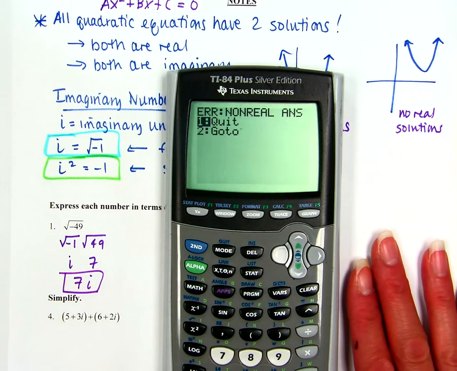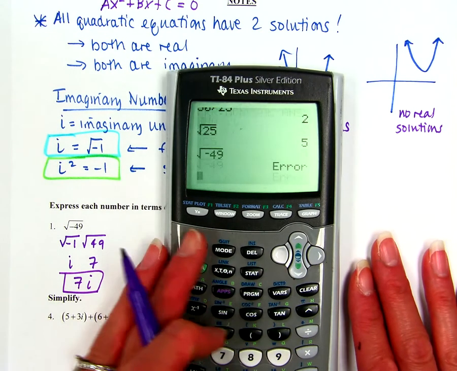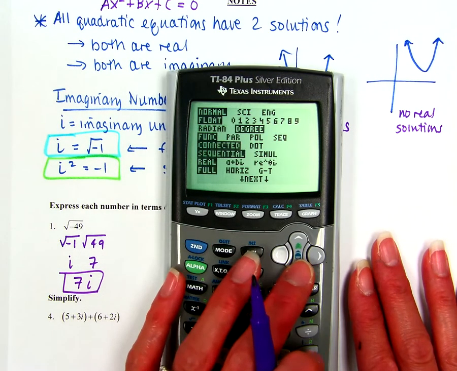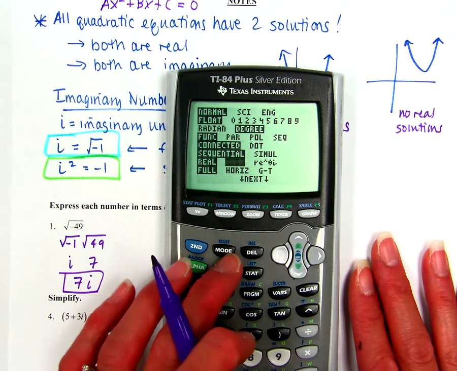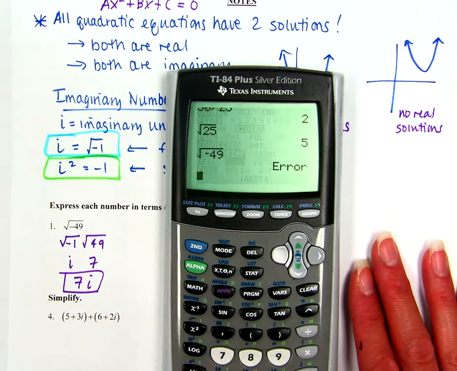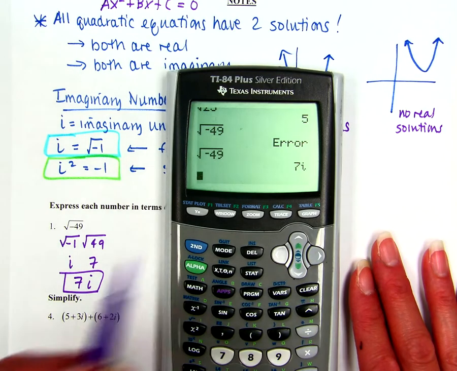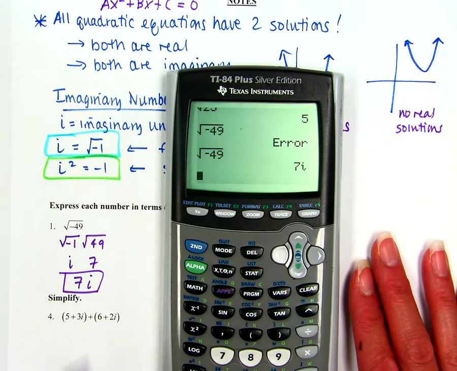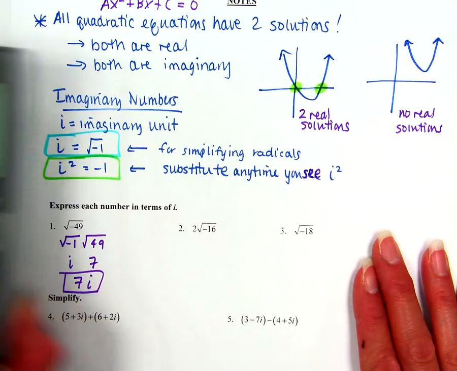One thing you could do is you can set your calculator to be imaginary mode. So go to mode, and then down here, instead of just real, we have the a plus bi setting. So if I do square root of -49, there's your 7i. So you're welcome to use it on your calculator if you'd like.